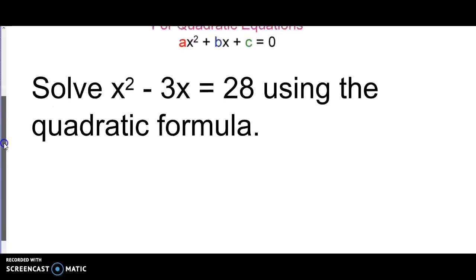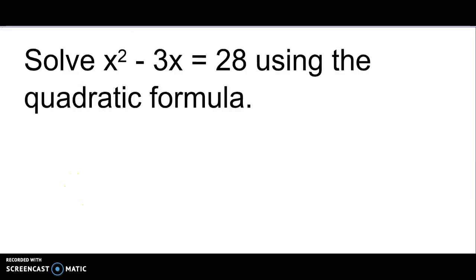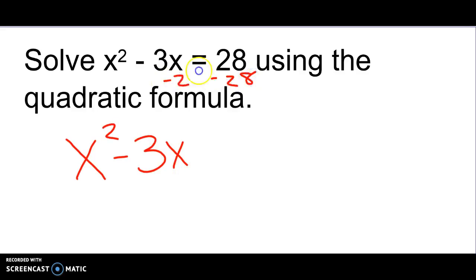Okay, so in order to do the quadratic formula, we have to put it in standard form, which means everybody needs to be either on the left or the right. Okay, now it's working. Sorry about that. So you want to get everybody over here on the left-hand side. Subtract 28 from both sides, so you're going to have a negative 28 here.